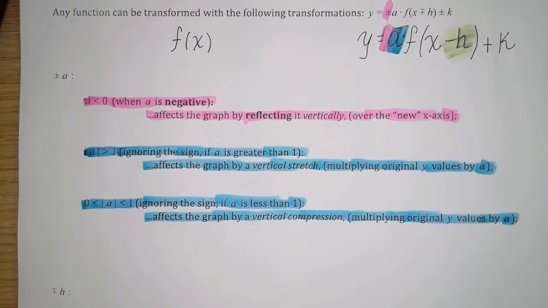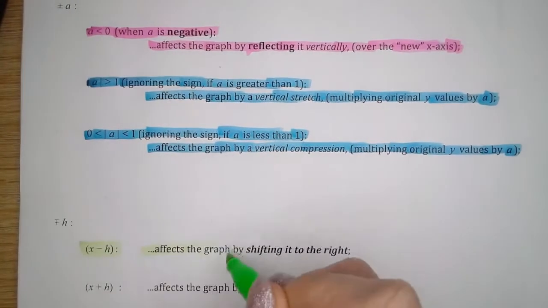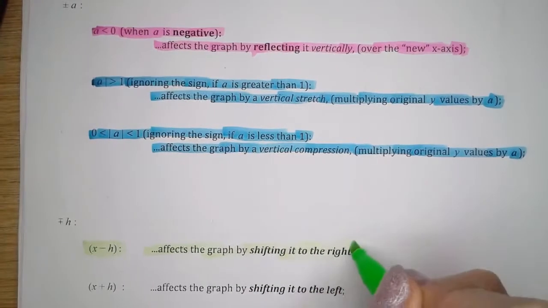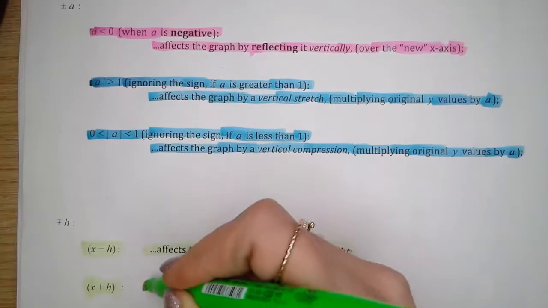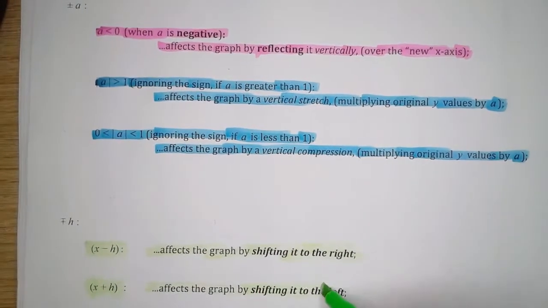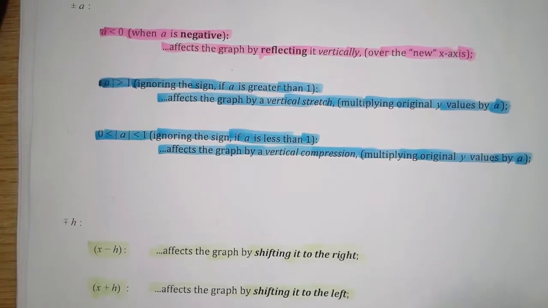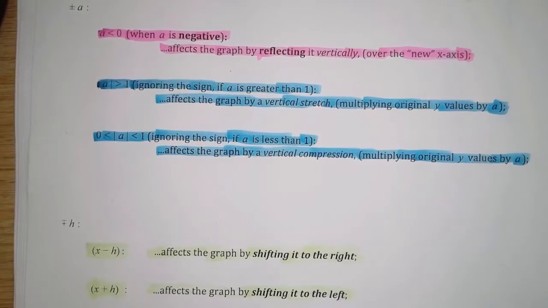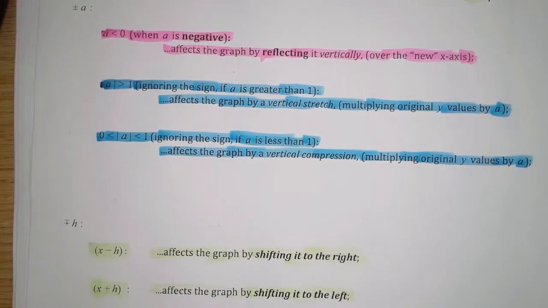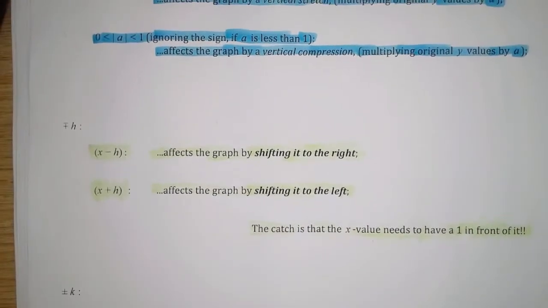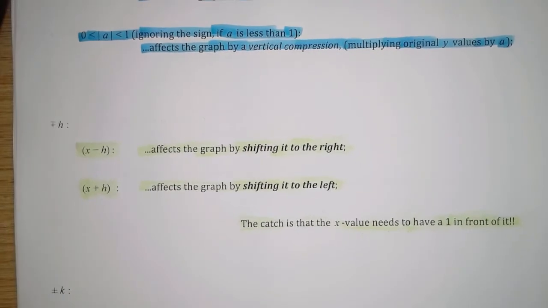Okay? Next was the h, right? If you have x minus h inside of this set of parentheses inside of your function, it will shift your graph to the right h units. If you have x plus h, that also affects your graph by shifting it to the left. And the catch is that the x needs to have a 1 in front of it. You can't have something like 2x plus something, or 4x plus something. We don't look at it that way, okay?